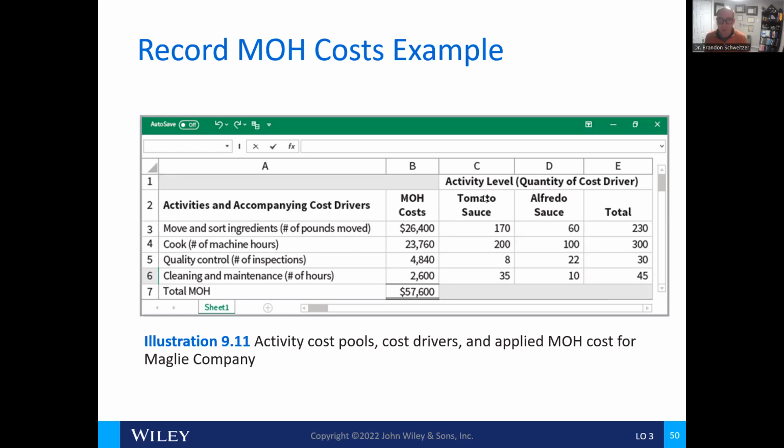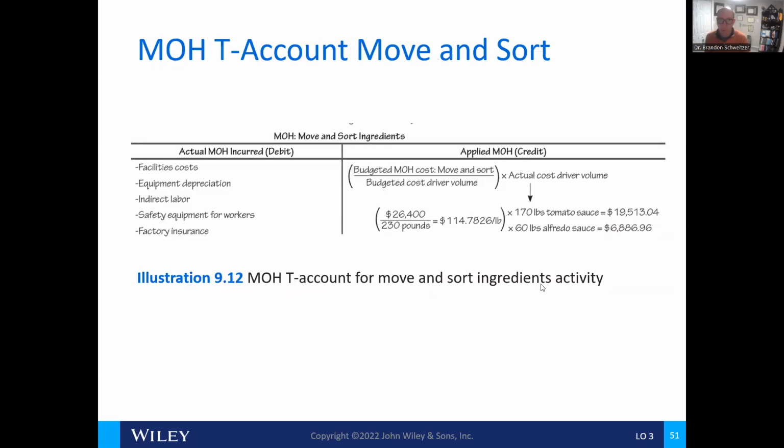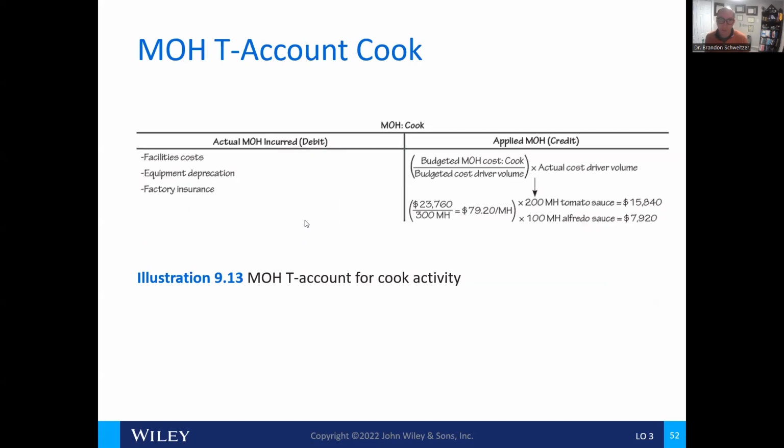Here's an example of what this would look like using Excel and the allocations accordingly. And we went through this exercise. This is what it would look like looking at our T account for our department or activity. Here we have another activity for cooking and the allocation using the T account.